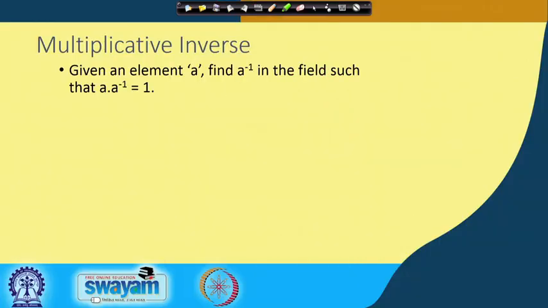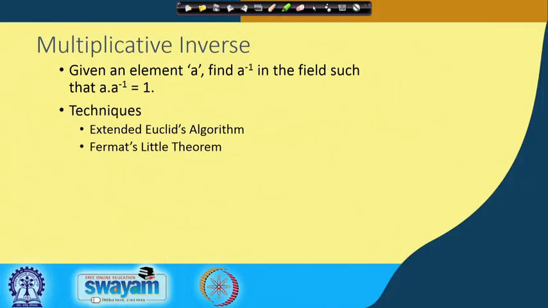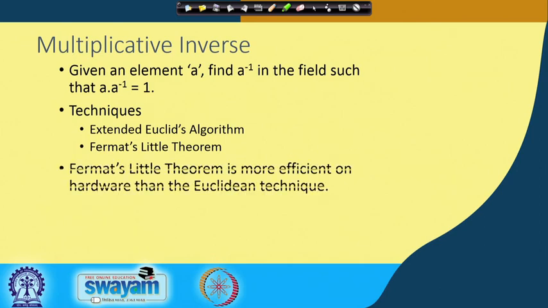There are different techniques for finite field inversion computations. The most important ones I have written here. The first is the extended Euclidean algorithm, which is a generalization of the Euclidean algorithm used to compute the greatest common divisor of two numbers. There is another famous result, Fermat's Little theorem, which can also be used to compute multiplicative inversions.